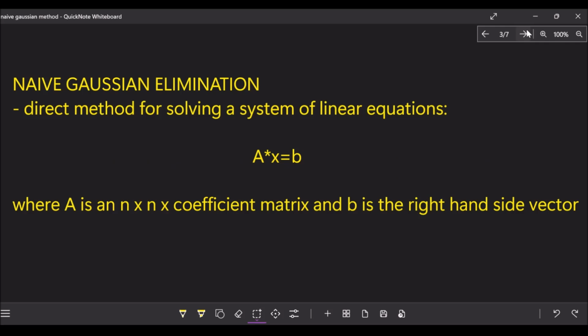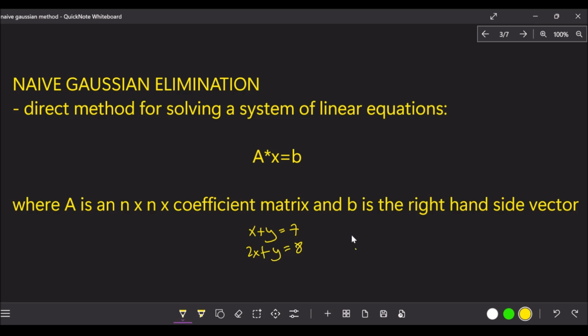It is considered a direct method for solving systems of linear equations, in the form of A times x equals b, wherein A is an n by n coefficient matrix and b is the right-hand side vector. So our A are the coefficients, our x is the variables or the unknowns, and b are the constants. For example, if we have two equations, x plus y equals 7, and 2x plus y equals 8.